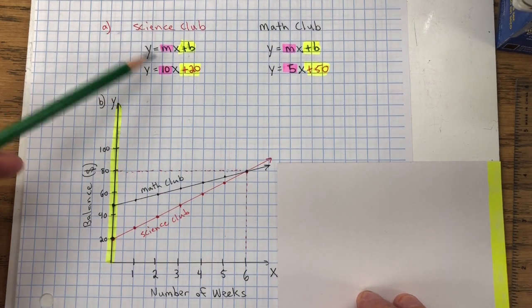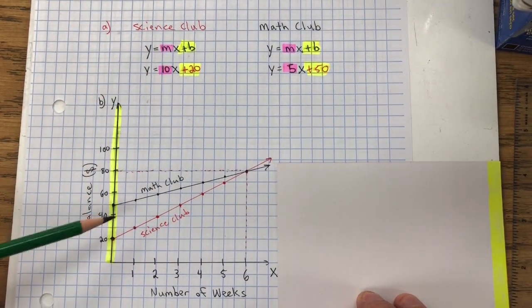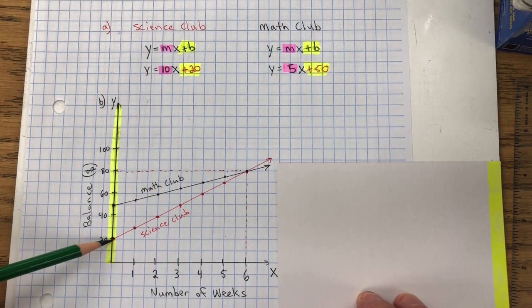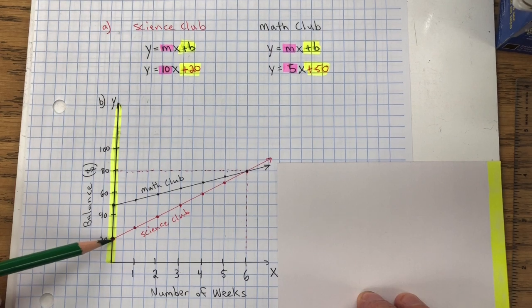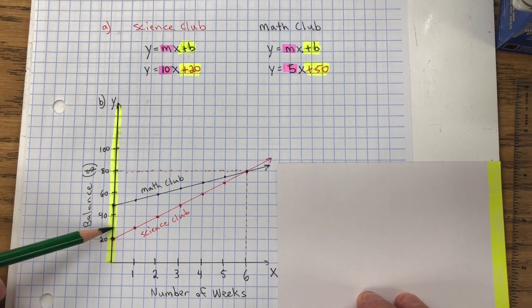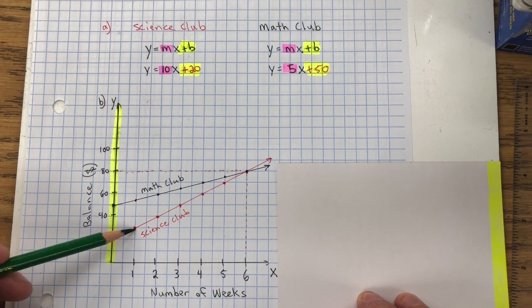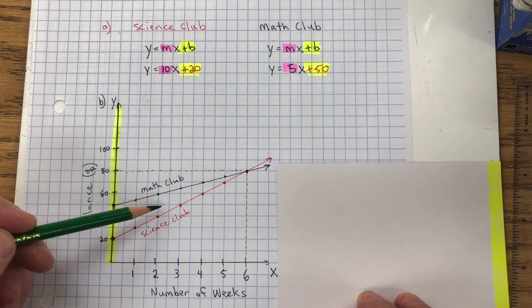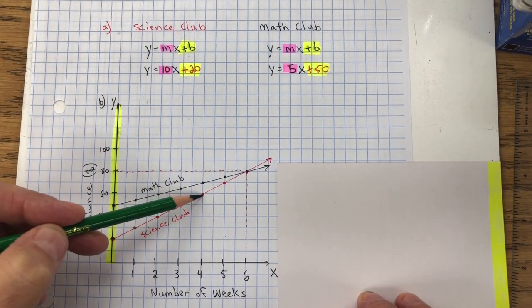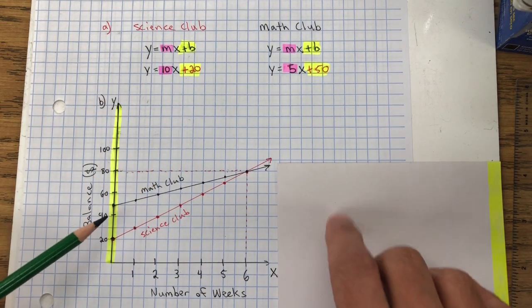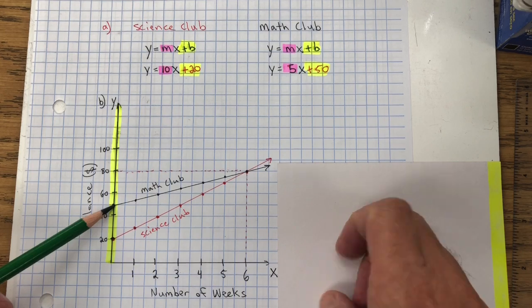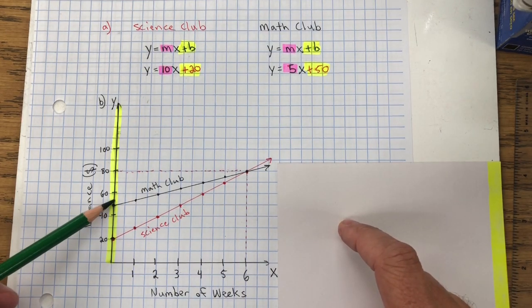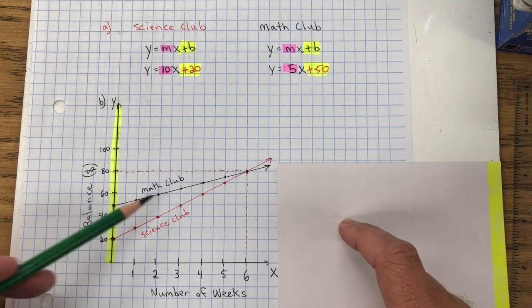The science club started with $20, so that is shown here, and they're saving $10 per week. So it increases by $10 for every week, and that is growing at a constant rate. The math club starts with $50 and is increasing by $5 per week.